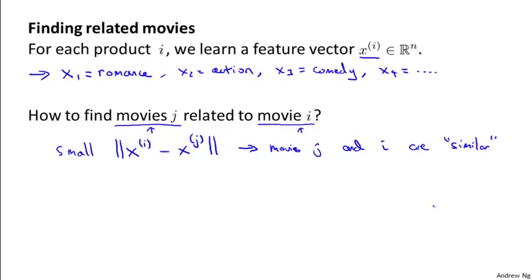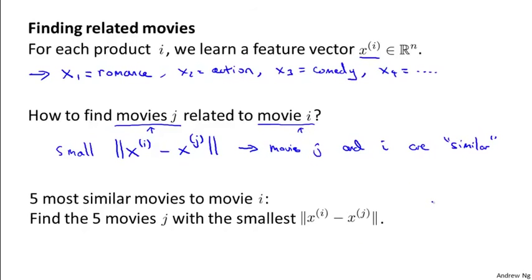So just to recap, if your user is looking at some movie i, and you want to find the 5 most similar movies to that movie in order to recommend 5 new movies to them, what you do is find the 5 movies j with the smallest distance between the features of these different movies. And this could give you a few different movies to recommend to your user.